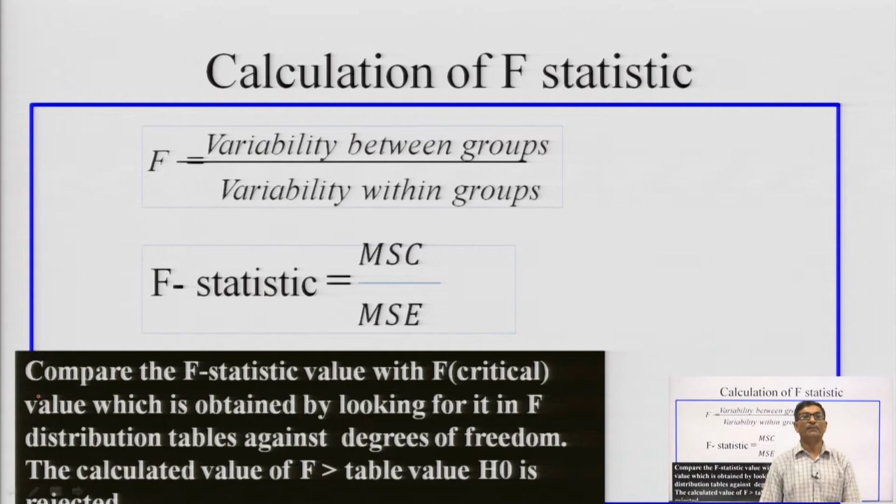The formula for F is variability between groups upon variability within the groups, so the F statistic is equal to MSB upon MSE. MSB is the mean sum of squares between the samples divided by the mean sum of squares within the samples, and MSE is also called residual or error. In the F statistic we compare the calculated value with the tabulated value, and if our calculated value is greater than the tabulated value, then we reject the null hypothesis and vice versa.